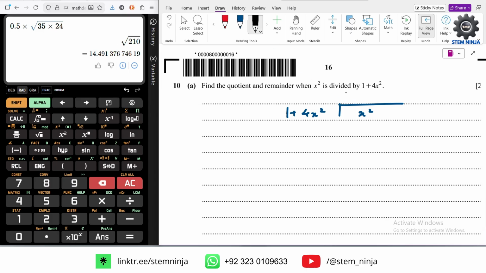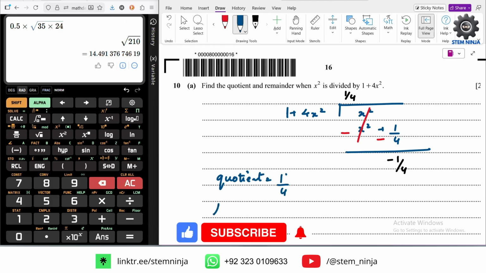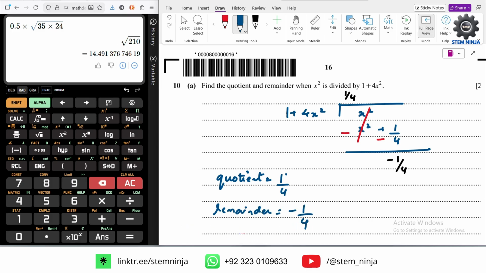So for example, if you multiply with 1 over 4, you get x squared. See, 1 over 4 times 4x squared is just x squared, and then plus 1 over 4. So now when we subtract, you get minus 1 over 4. This is your remainder. So quotient is 1 over 4 and remainder is minus 1 over 4.